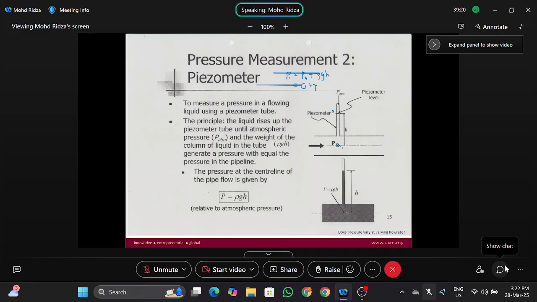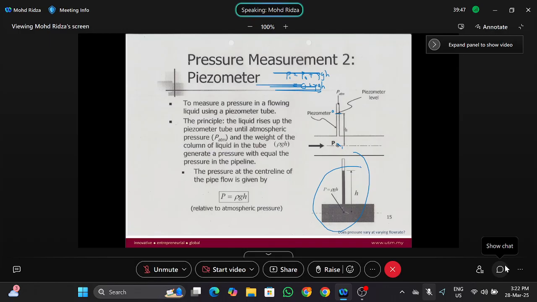What rho are we using? Density. We are using the density of the liquid in the pipe. If it's water, then you use the density of water, times G, gravity, times H. H is the difference of elevation between point 0 and point 1. So here, you have rho GH. So from the height of the fluid in the piezometer, you can read the level, and then you can convert it into pressure.